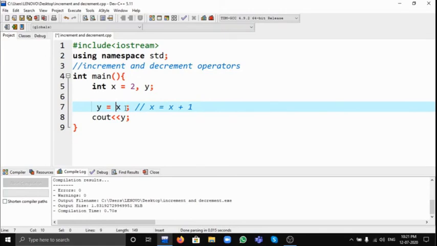Alright, so this means the value of x is being incremented first and then it is being stored inside y. But if I put the same symbol after x, then the initial value of x will be stored inside y and then x will be incremented. I hope that makes it clear, right?